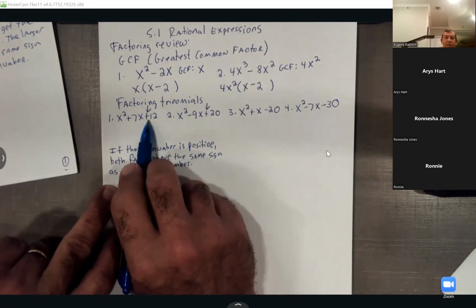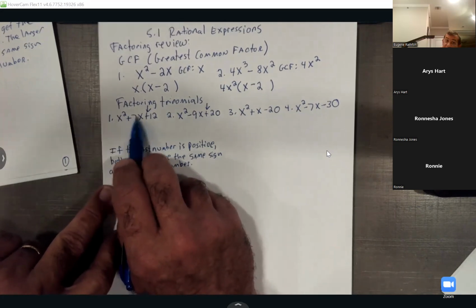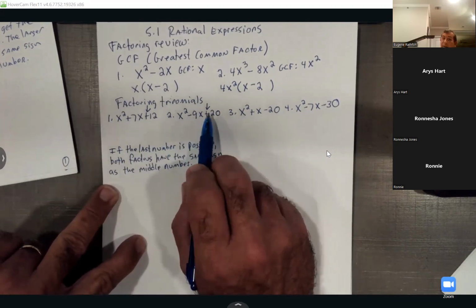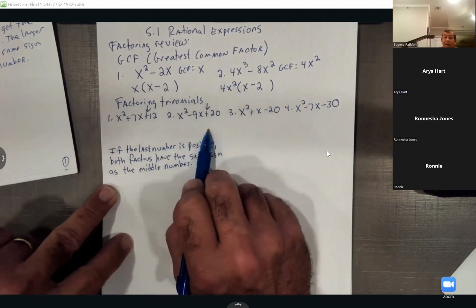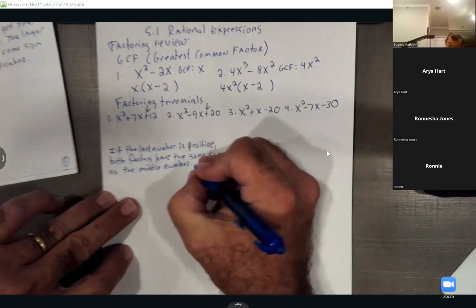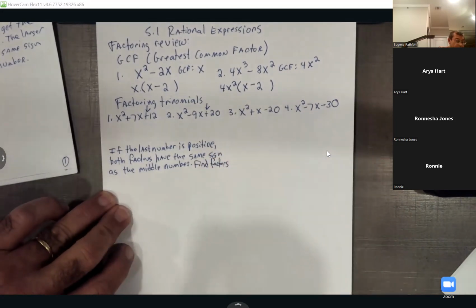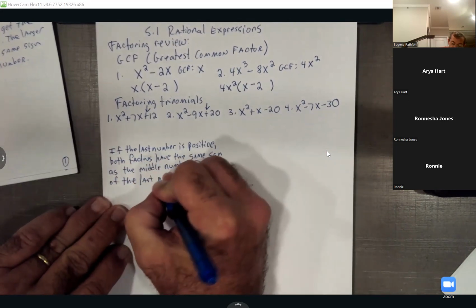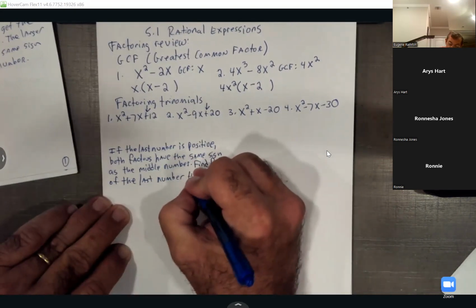So I know if I was doing this first one, since that last one's positive, when I write my two factors, they're both going to be positive like the middle number. Now, when I do number two here, since the last one's positive, they both have the same sign as the middle number. So both of these will be negative when I write them out. Now, that tells me the signs. Now, to get my numbers, I find factors of the last number that add to get the middle number.